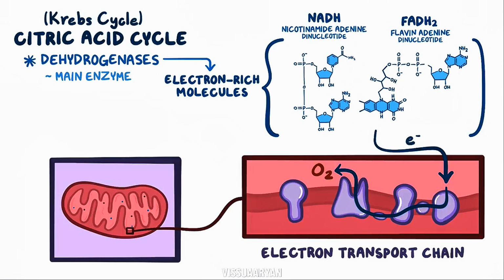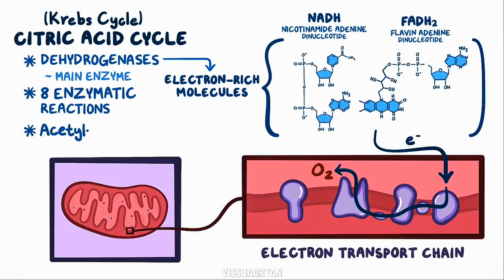In fact, the citric acid cycle is a set of 8 enzymatic reactions that start with a molecule called acetyl coenzyme A, usually just acetyl-CoA. And 4 of the enzymes, or half of them, are dehydrogenases. And in this process, acetyl-CoA gets converted into carbon dioxide.